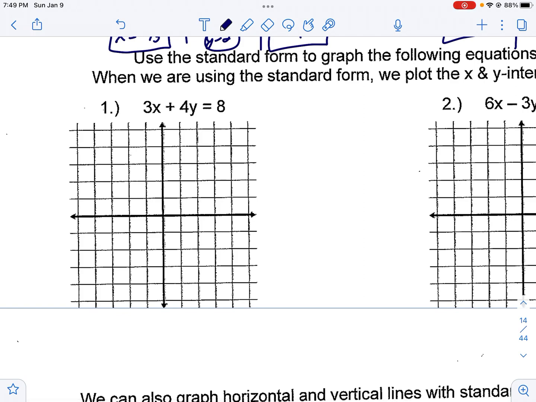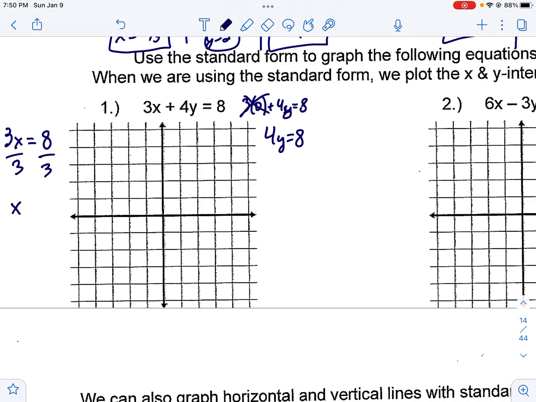So down here for number 1, if I see 3x plus 4y equals 8, we know that our x-intercept is going to be when 3x equals 8, and our y-intercept is going to be when 4y equals 8. You notice that I've just completely eliminated the step of writing 3 times 0 plus 4y equals 8, because the whole point of using standard form is to be fast and efficient. We know 3 times 0 is going to cancel out anyway, so to find your intercepts, you can start using standard form a lot quicker.